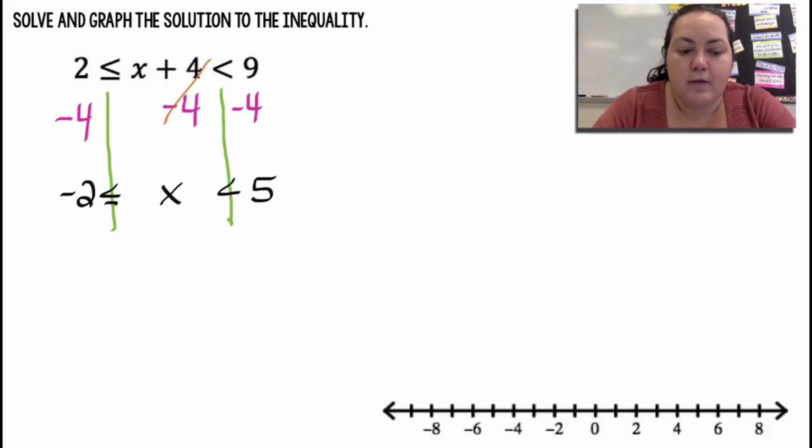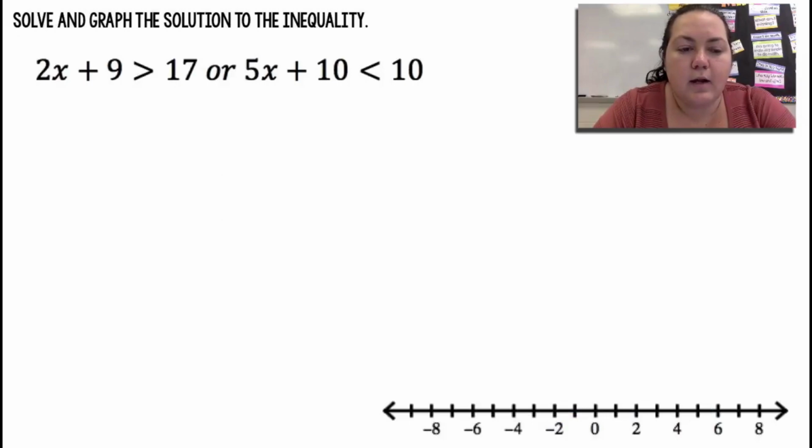All right, so I have x by itself now. I'm going to go to -2 and put a filled in circle. I'm going to go to 5 and put an open circle, and this is an and, so the x is in between them. So I'm going to shade everything in between those two numbers.